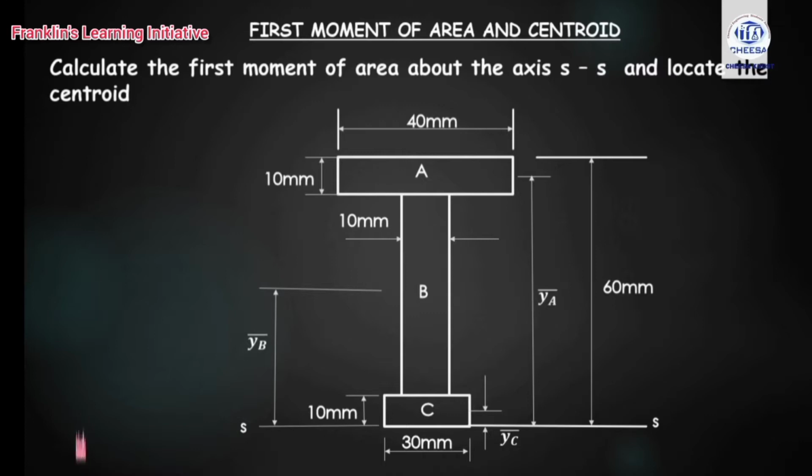Therefore, we cannot say that the distance of the central point in the figure B from the axis SS is a centroid. We need to calculate the centroids for all of the shapes, and then from that we can calculate the centroid for the composite figure. We also need to calculate the first moment of area for each of the shapes and add, and that will give us the first moment of area for the composite shape.